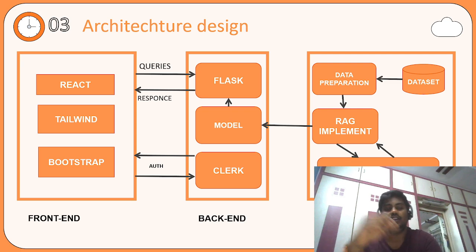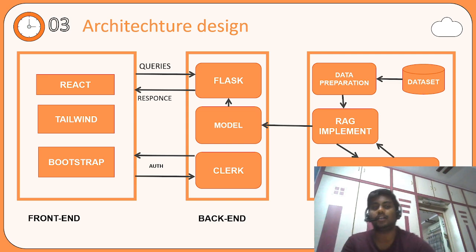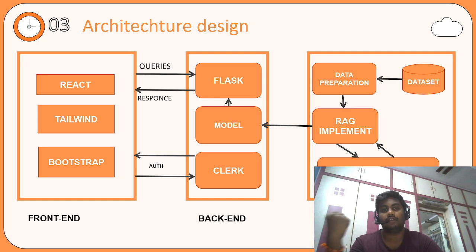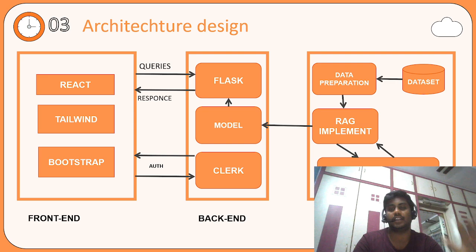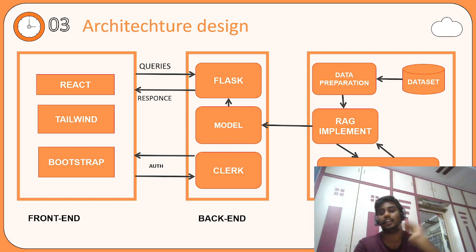When it comes to the front end, the user enters the query, and the query is sent to the Flask. The Flask retrieves the model, and the model starts the RAG implementation. It checks whether it contains any data related to the query. Then the response generated by the model is sent to the Flask, and the Flask sends that response to the front end. So this is how our project works.